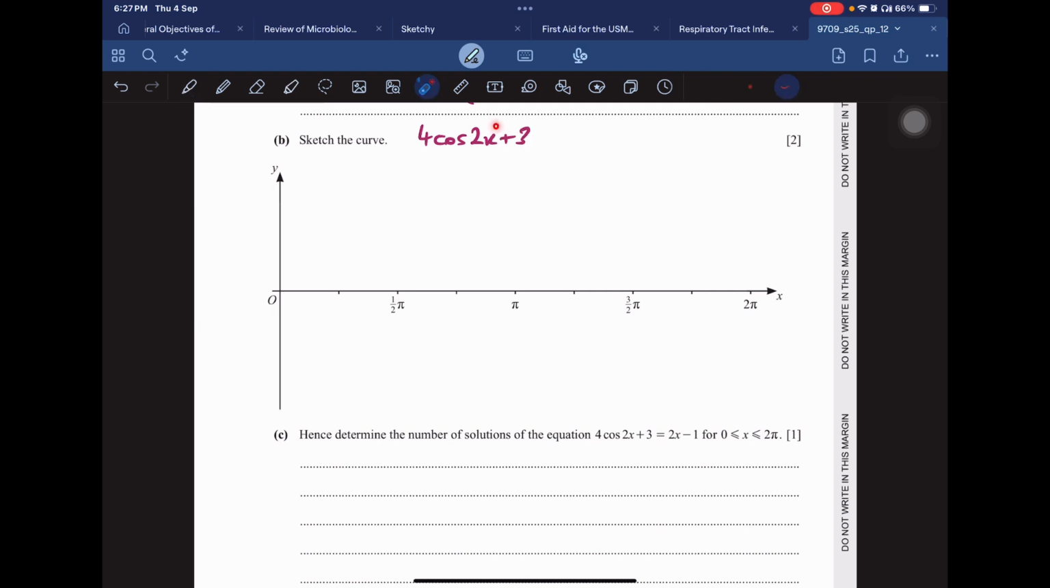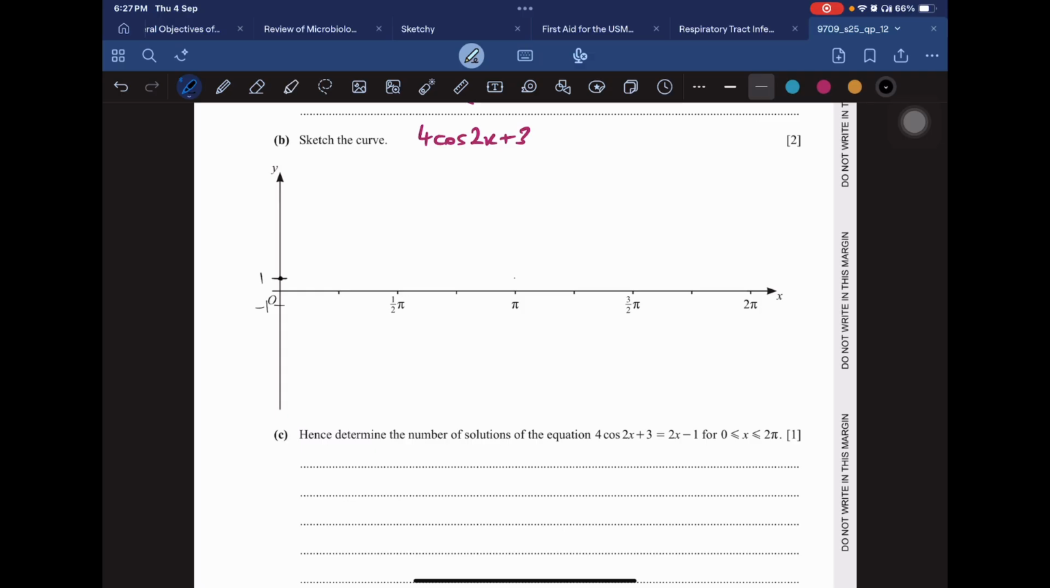So I'll first sketch cos 2x and then I'll apply these two transformations on that. For cos 2x, as I mentioned, this 2 represents that in the domain from 0 till 2 pi, there will be 2 cycles. So one cycle will end at pi. Let's mark 1 here and negative 1 here. If the graph starts here, it will end at pi.